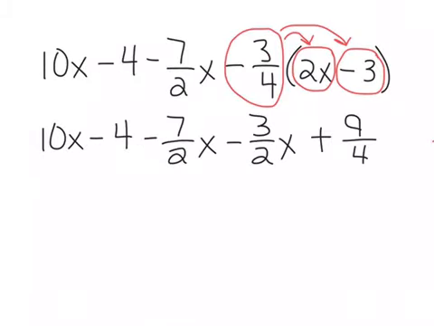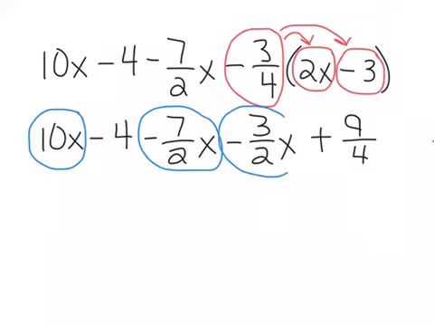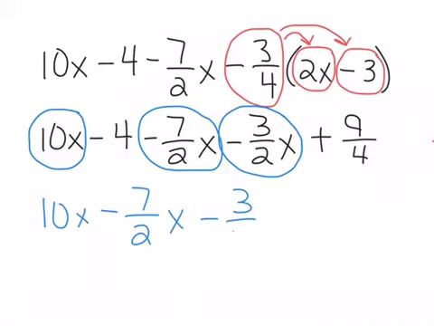Now we're going to combine like terms. So we have a 10x and a negative 7 over 2x and a negative 3 over 2x. So I will rewrite these down below as 10x minus 7 over 2x minus 3 over 2x. Now we need a common denominator, which appears it's going to be 2. So these both have 2's already, so I'm going to multiply this fraction by 2.